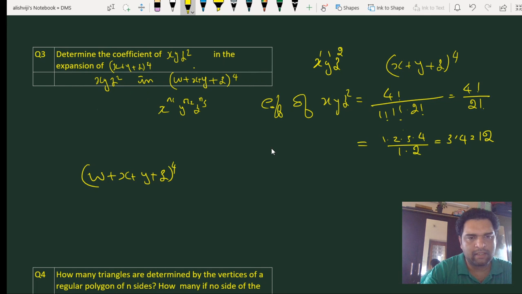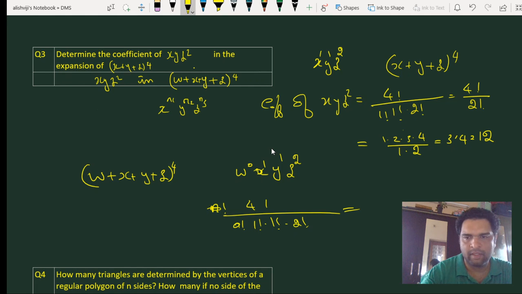And here the term is written as w raised to 0, x raised to 1, y to the power 1, z raised to 2. And the required coefficient is 4 factorial divided by 0 factorial into 1 factorial into 1 factorial into 2 factorial, which is equal to 4 factorial divided by 2 factorial, since 0 factorial is equal to 1 and 1 factorial is equal to 1, and that is the same as 12.